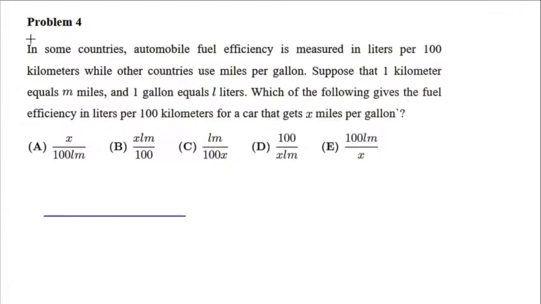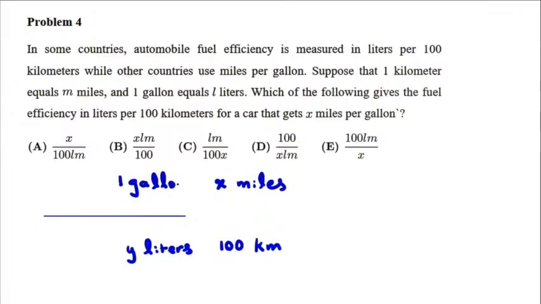It says which of the following gives the fuel efficiency in liters per 100 kilometers for a car that gets X miles per gallon. Okay, so we consider, for example, Y liters, and we want to find Y liters per 100 kilometers. So 100 kilometers with Y liters. And then it says X miles per gallon. So X miles, you go per gallon, for 1 gallon. And now we want to say they should be equivalent to each other. But one thing is the relationship between miles and kilometers, and one thing the relationship between gallons and liters.